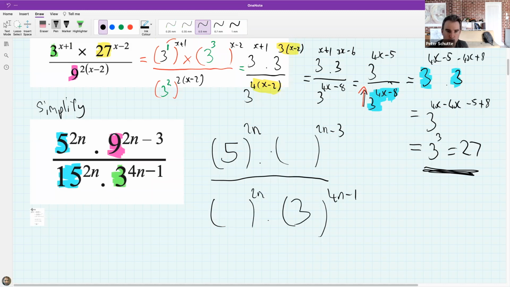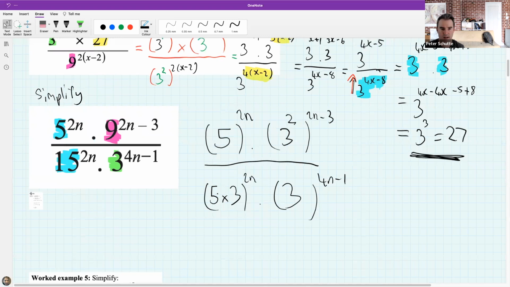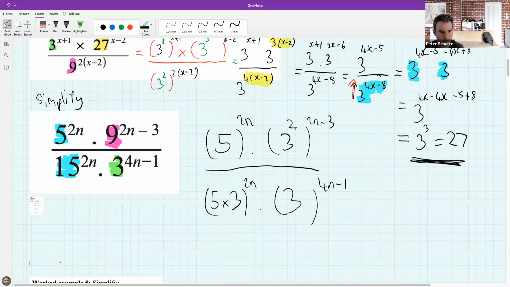So your first port of call is to ask yourself, what is 9 and 15? What can they be broken down into? I think that's 3 squared, and then this is 5 times 3. So that's step 1, and now we're trying to figure out how do we simplify the whole expression.